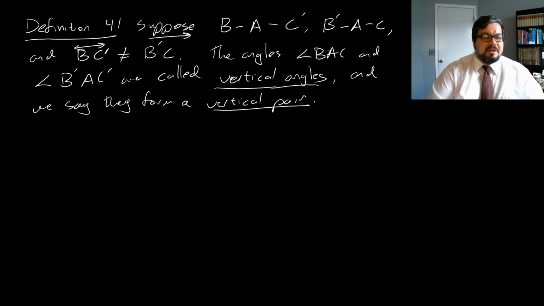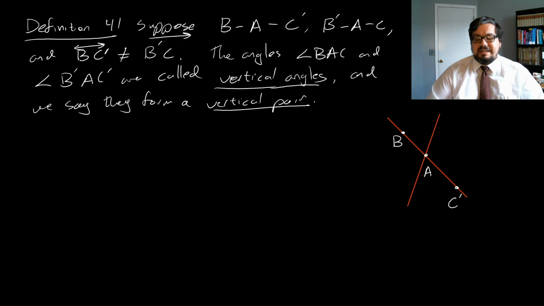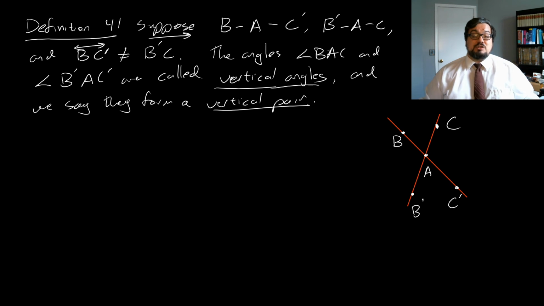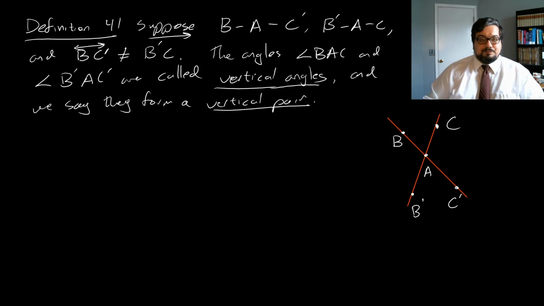So let's look at the picture of what's going on here. We have a couple of lines, and A lies on both of these lines. A lies between B and C prime, and A also lies between B prime and C. And these two lines are not the same: the line containing B and C prime is not the same as the line containing B prime and C.